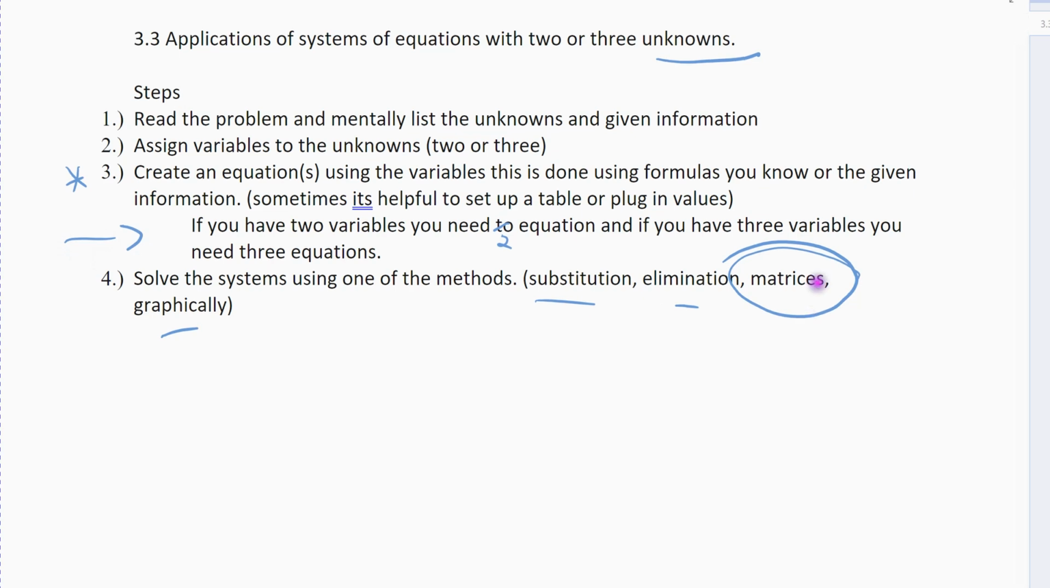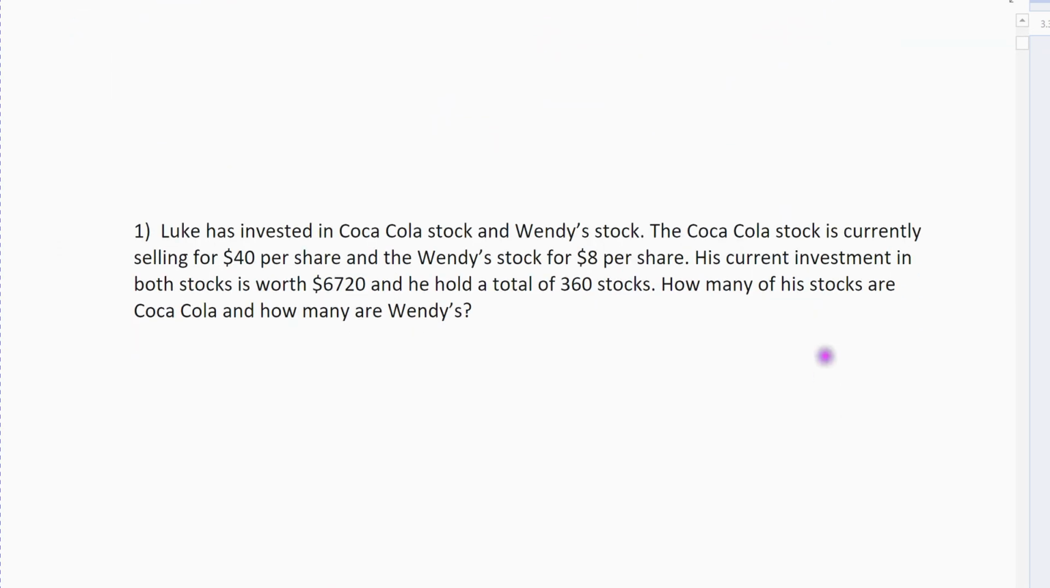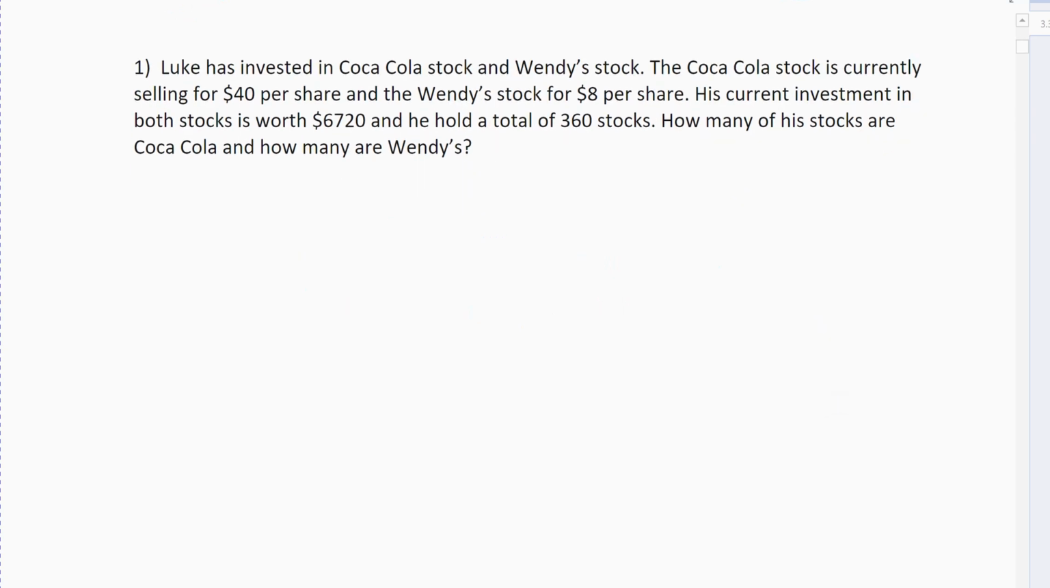Alright, so the first couple of examples are two variable cases. So I'm going to kind of break them into little segments working on applications. Alright, so we've got Luke. He's got Coca-Cola stock and Wendy's stock. Coca-Cola stock is currently selling for $40 a share. Wendy's is selling for $8 a share. His current investment in both stocks, so his total investment, $6,720. And he has 360 stocks. How many of his stocks are Coke and how many of his stocks are Wendy's?